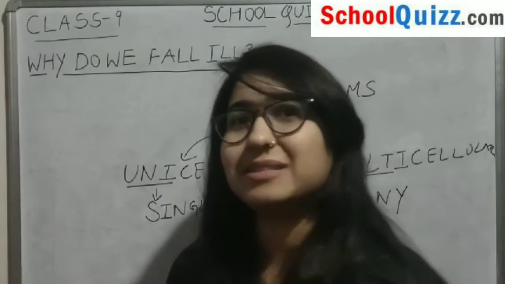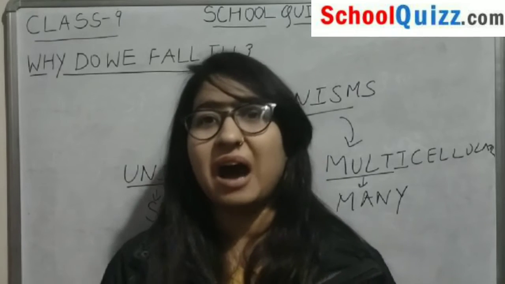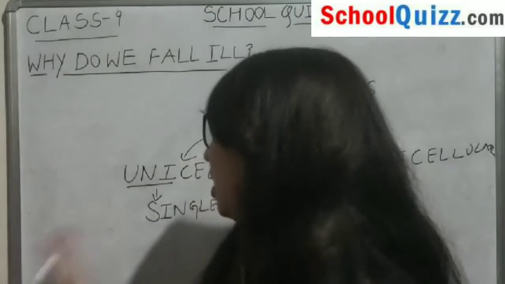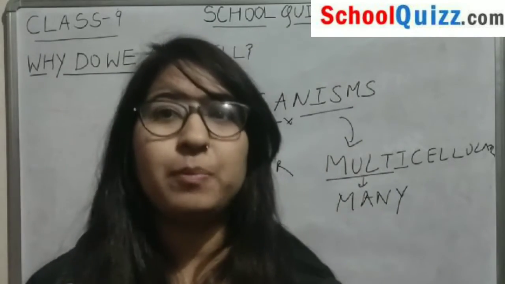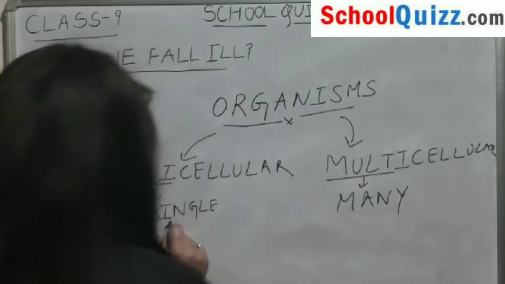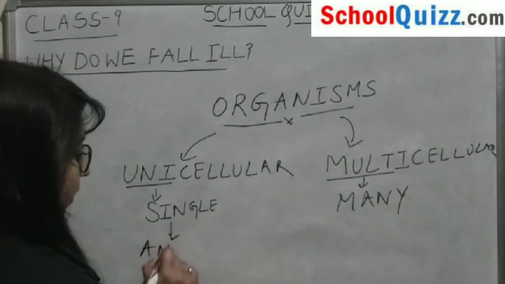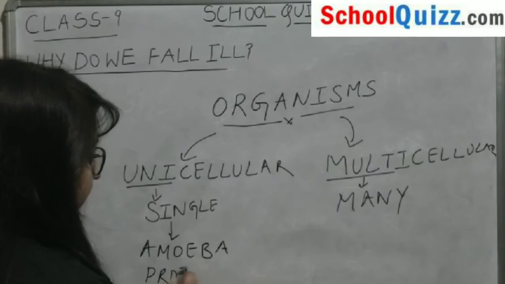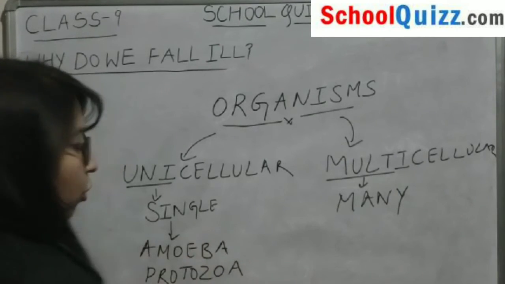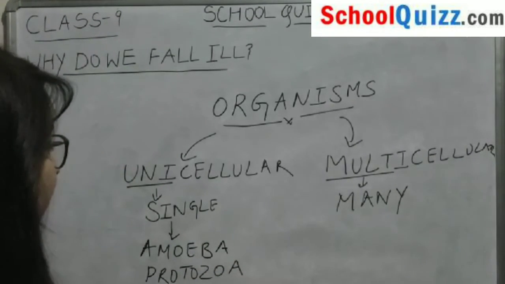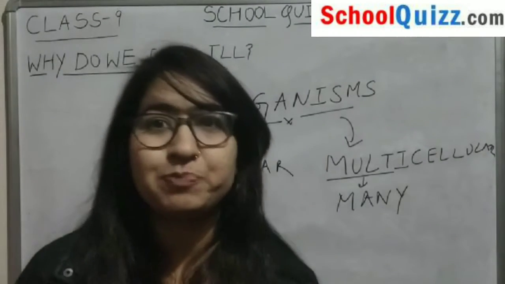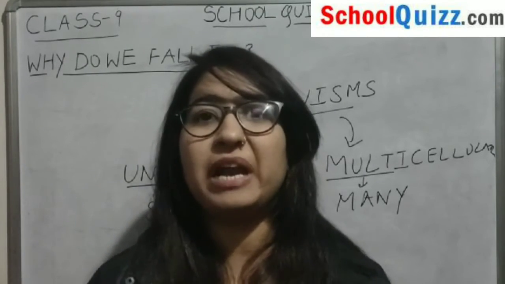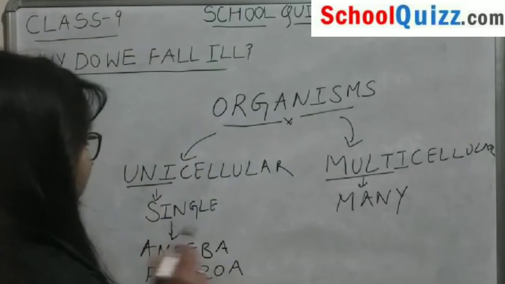So the type of organism in which all of the functions are performed by a single cell in a body, those kind of cells are known as unicellular cells. And the examples for unicellular cells are amoeba, protozoa. Okay, so in case of amoeba or protozoa, the respiration, digestion, excretion, circulation of the blood, all of the processes will be carried out in the single cell only.